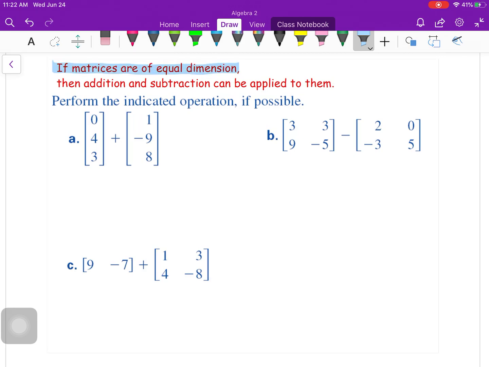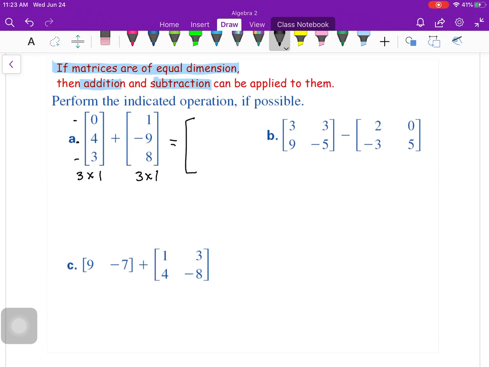Now, if matrices have equal dimensions, not only can they be set equal to each other, but that is when we can apply the operations. And the operations we're going to look at are adding and subtracting. But in order to add and subtract, first your matrices must be of equal dimension. So let's check out this matrix A. This is 1, 2, 3 rows by 1 column. This is also 3 rows by 1 column. So I should be able to add them.